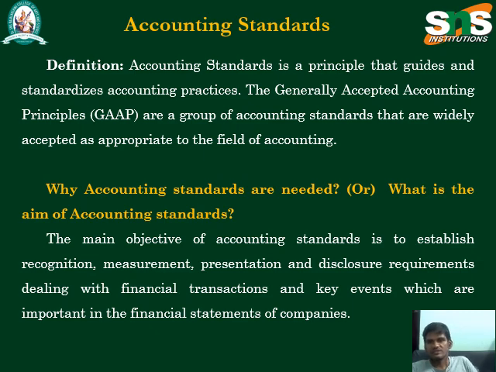Why are accounting standards needed? Or what is the aim of accounting standards? The main primary objective of accounting standards is to establish recognition, measurement, presentation, and disclosure requirements dealing with the financial transactions and key events important in the financial statements of companies. That is the main purpose of accounting standards.